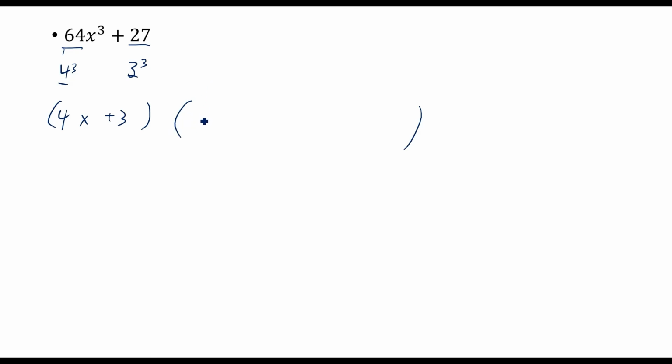We have 4x plus 3. The first value is always going to be the first number squared, so that's going to be 16x squared. The second value, whenever we're adding two cubes, is going to be minus the product of the two numbers. 4 times 3 is 12, so that's going to be 12x. And then finally the last value is just the square of the second value, so 9. Okay, now notice how we have minus right here. Okay, once we look at the difference of two cubes, that's going to change.